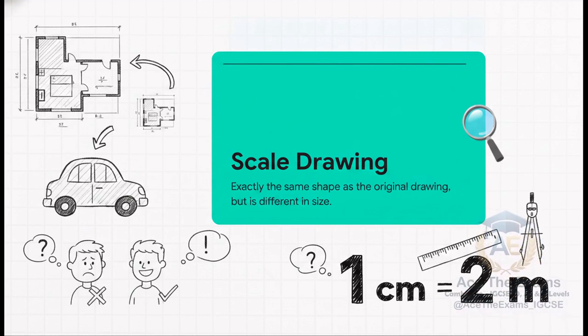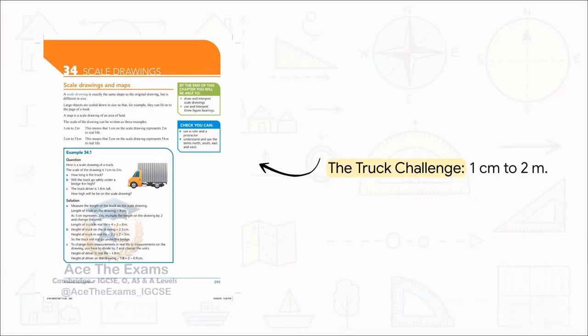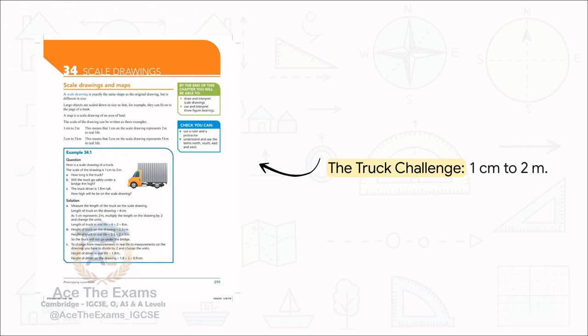Let's put this theory to the test with a real past paper style scenario. This brilliantly illustrates the concept. Behold, the truck scale challenge. We have a scale drawing of a truck right here, and the examiner explicitly gives us the scale at the bottom, 1 centimeter to 2 meters. The command word implicit here is to calculate the real length of the truck. Let's walk through the exact steps you need to take using our framework.